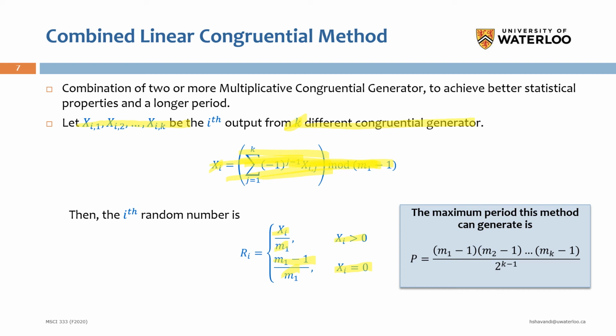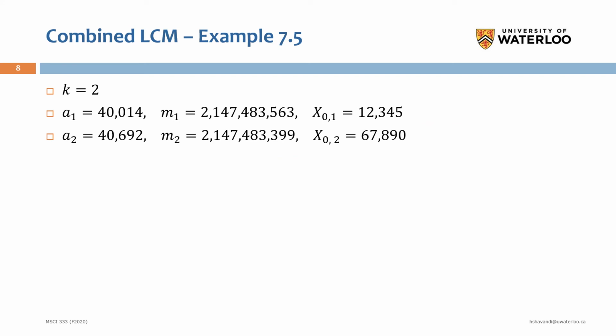As you see here, the maximum period this method can generate is this number, which is a very large number. This is actually the point of this method. By combining the linear congruential generators, we can increase the length of the cycle. Okay, so here we have an example. We have two congruential methods, k equals 2, and we have the parameters here.